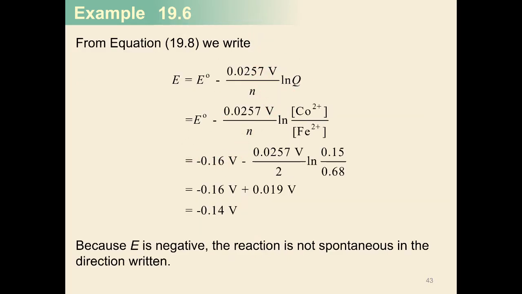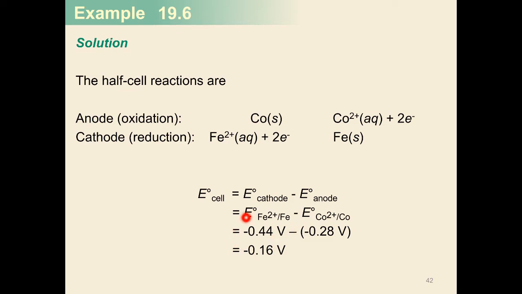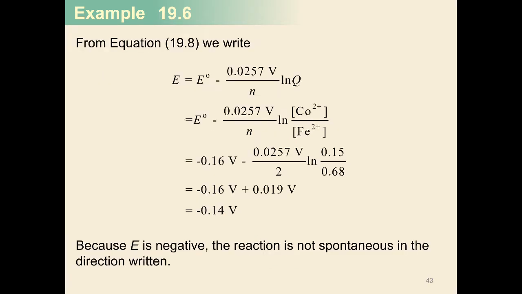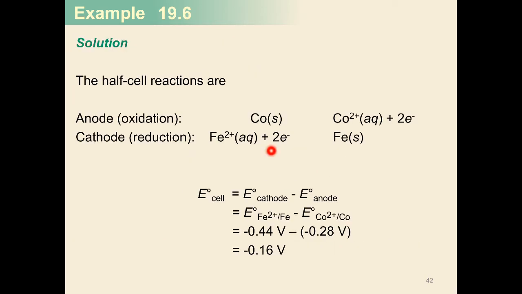This one we already calculated from our standard cell potential. And then RT over F, this is 0.0257. And this is N, the number of electrons that you have. So how many electrons are moving? Looking at this equation, cobalt to cobalt 2 plus, a change of plus 2, so that means 2 electrons are lost. Fe2 plus to Fe solid, 2 electrons are gained.